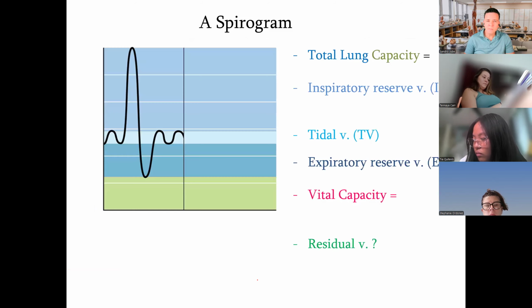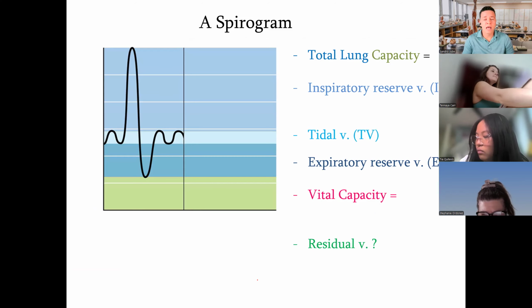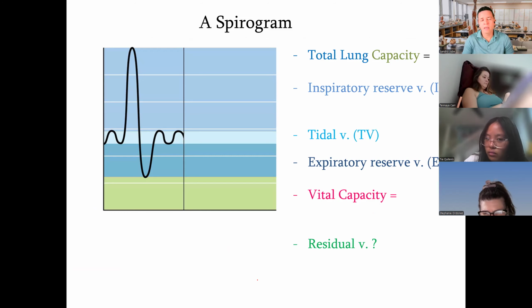Okay? Now let's talk about the spirogram and the spirometry. Again, what is spirometry? A spirometry is a measure of lung capacity. The same way that an ECG is a measure of cardiac cycle, we have a spirometry, which is a measure of lung capacity. Okay? How do we do a spirometry?